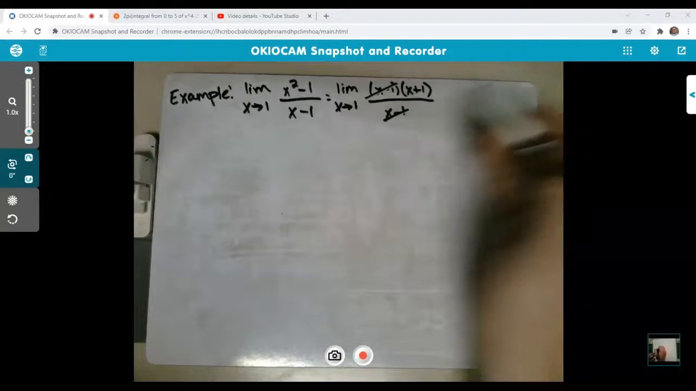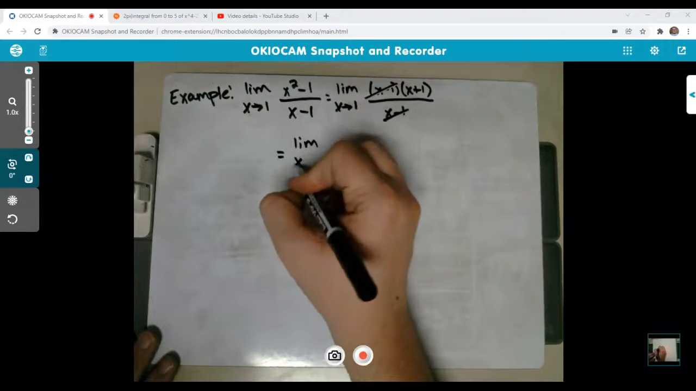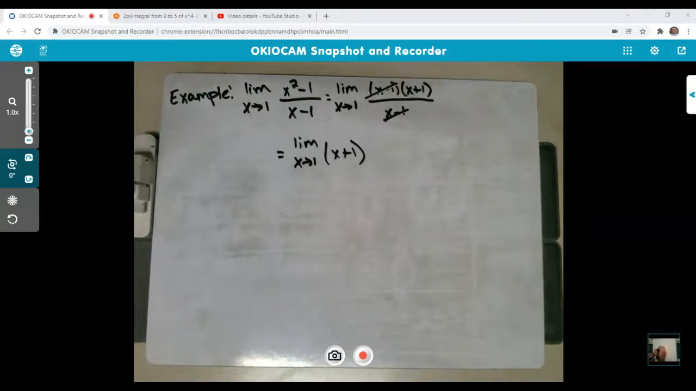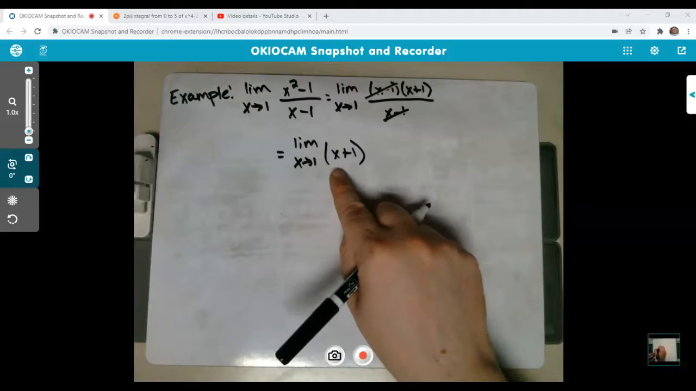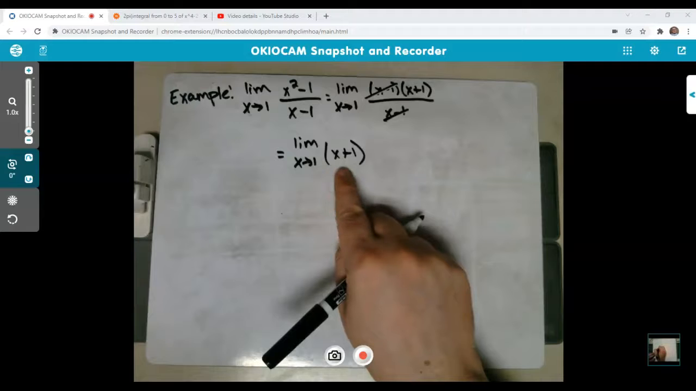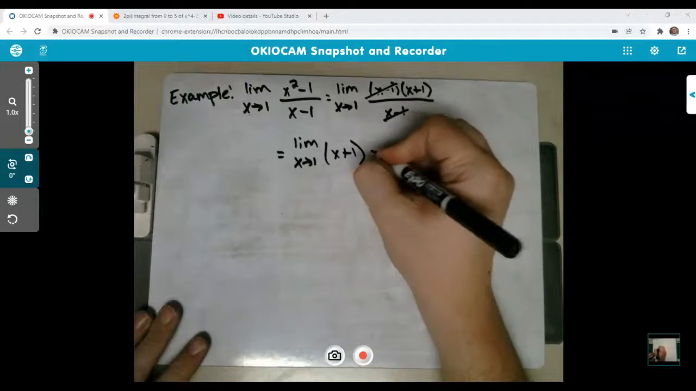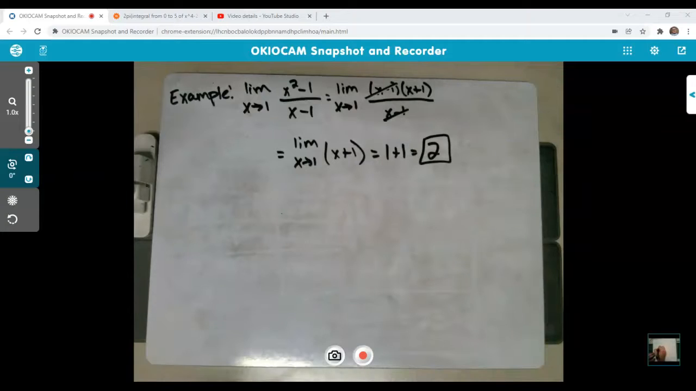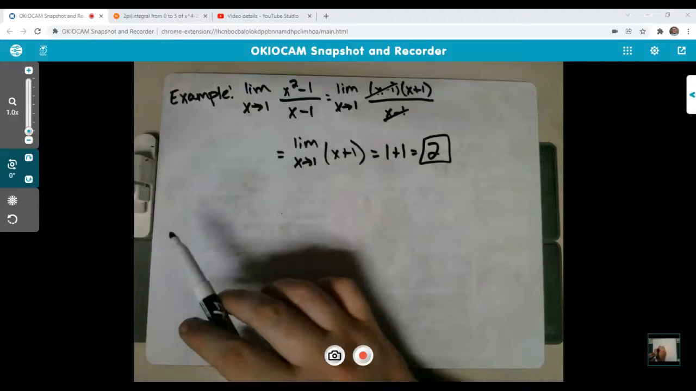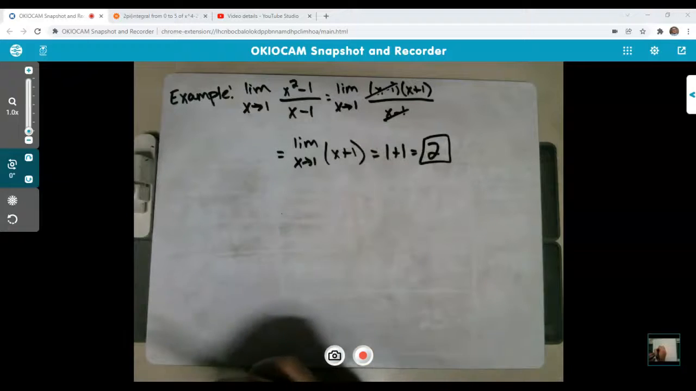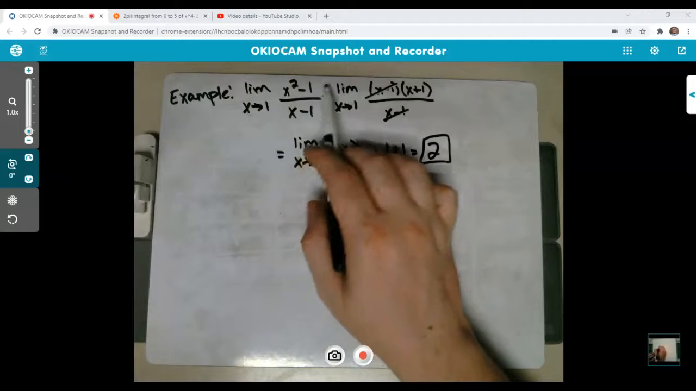So that's going to be equal to the limit as x approaches 1 of, all I have left is x plus 1. Now that I have it down to this, I can just plug in a 1, because 1 is within the domain of this. So that's going to be 1 plus 1, which is 2. My point for this one is that if it initially looks like it cannot be done, let's see if I can rewrite any part of this to make it into a form I can do. In this case, that was factoring the numerator.